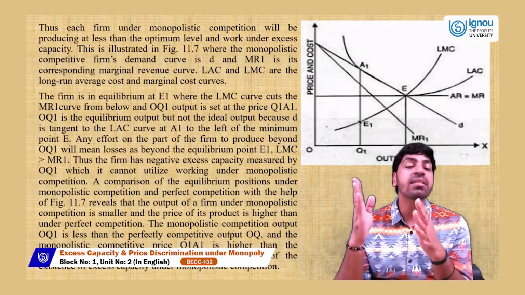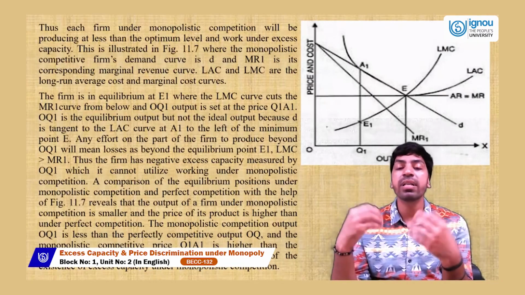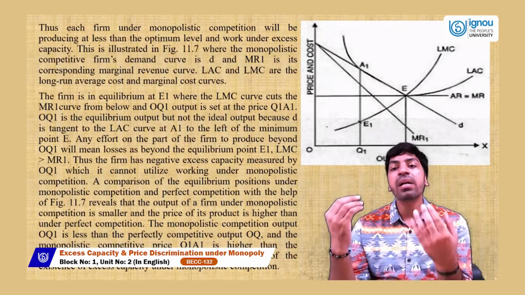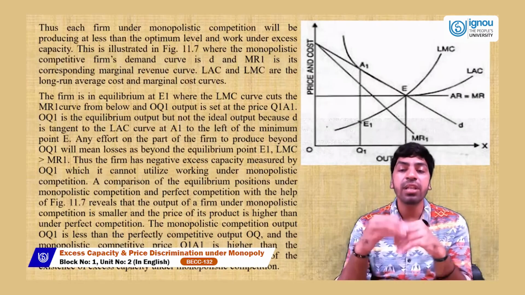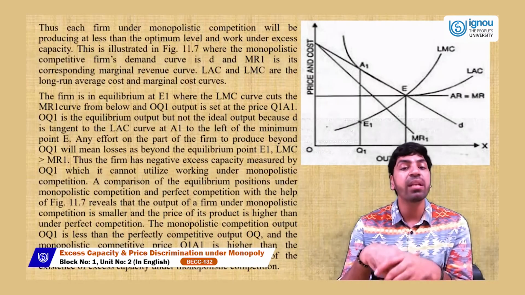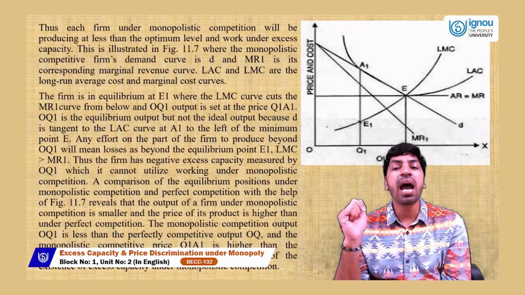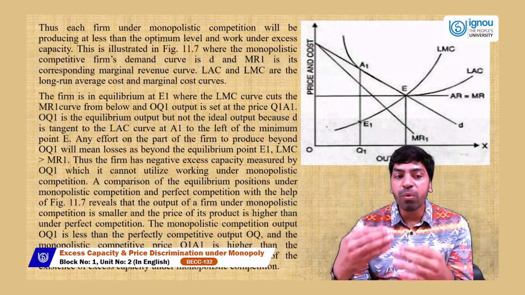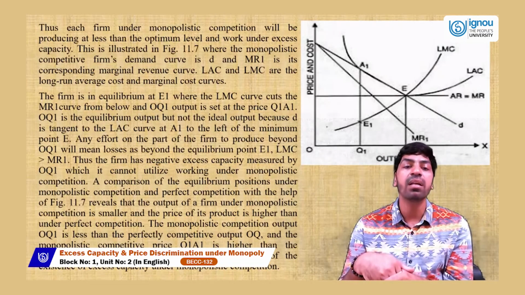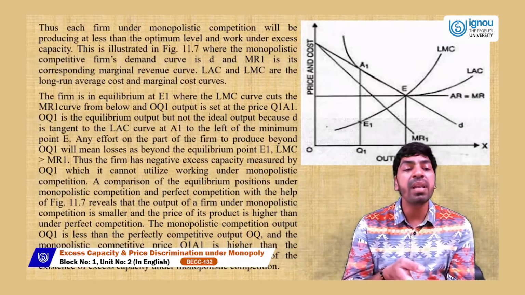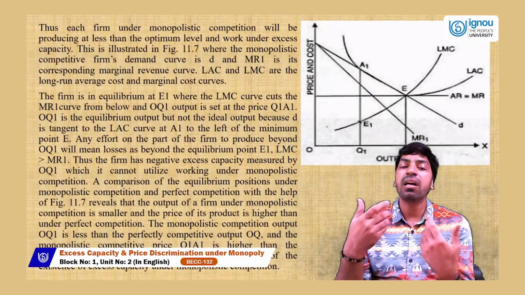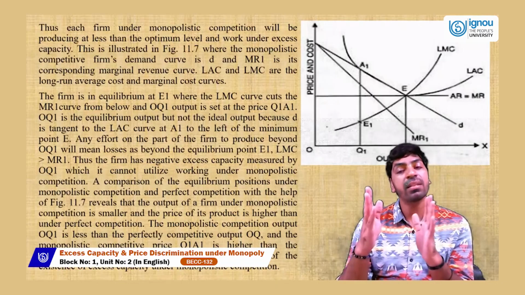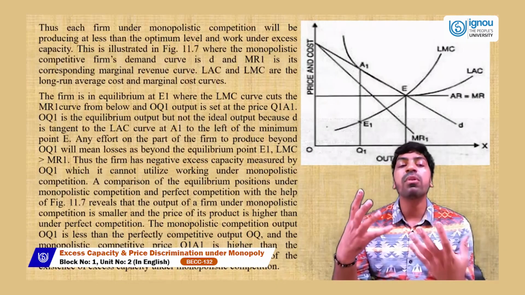So automatically that is the ideal output, that is OQ, but OQ1 is not ideal, because the long run marginal cost curve and the demand curve will not intersect at the new equilibrium point, that is E1. In this particular scenario at the point E1, the long run marginal cost curve is actually more than the marginal revenue 1. So it is beyond the equilibrium level, that is E, and automatically the firm will not achieve the ideal output at this point under monopolistic competition.